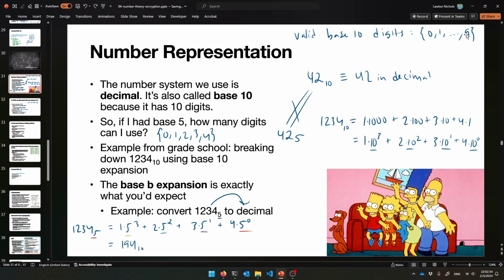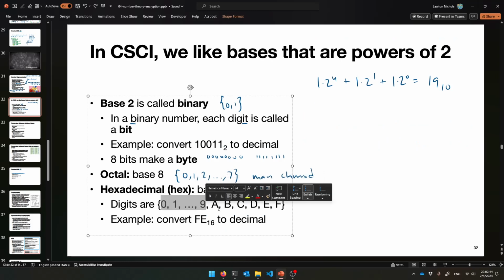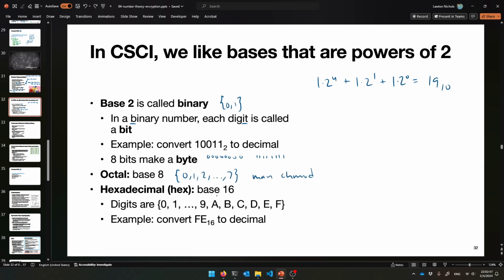That's more than decimal, right? So we need to start adding more after 9, more single-digit things to get 16 digits total. So 0, 1 through 9, and then we start using letters. A represents a single digit, meaning the number 10. B represents a single digit, meaning the number 11. Same, C is 12, D is 13, E is 14, and F is 15. That looks a little weird if you've never seen this before, with letters involved.